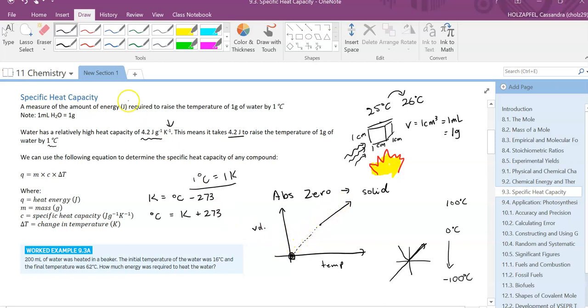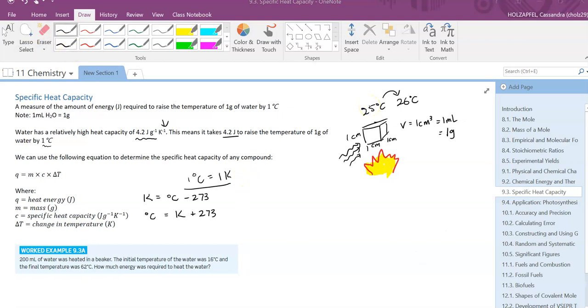That was a bit of a tangent. I'm just going to clear this and come back. So let's actually talk about what we're supposed to be talking about today. We're talking about specific heat capacity. To calculate the specific heat capacity of any compound, it's the amount of energy required to raise the temperature of 1 gram of a substance by 1 degree Kelvin.